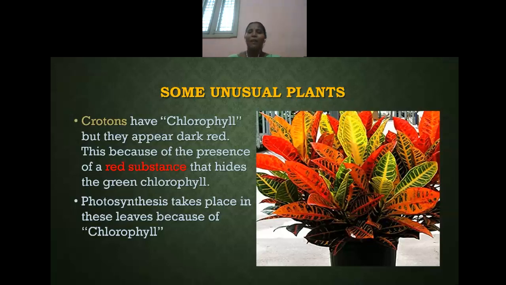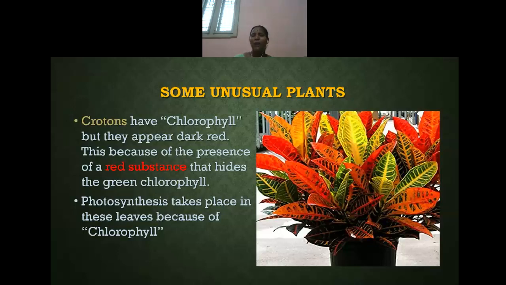Crotons are plants like money plants that we see now. First of all, plants are green in color. What is the color of the croton? See there. It looks like a red color or yellow color. It is looking yellow and red.